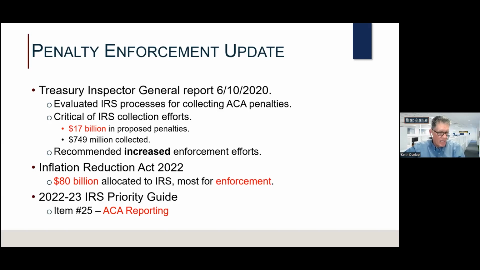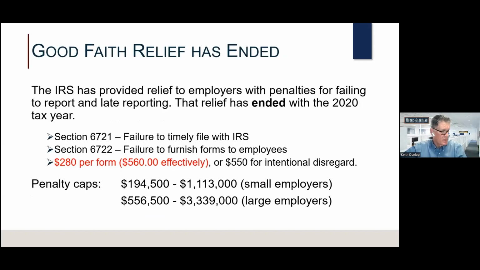The other thing that I find of interest is every year the IRS publishes its priority guide of things it wants to focus on for enforcement in the coming tax year. And item number 25 on the current priority guide is ACA reporting. So all of these things taken in combination assure me that the IRS is going to be increasing enforcement efforts on ACA penalties, and we're probably going to see more of these in the coming years.